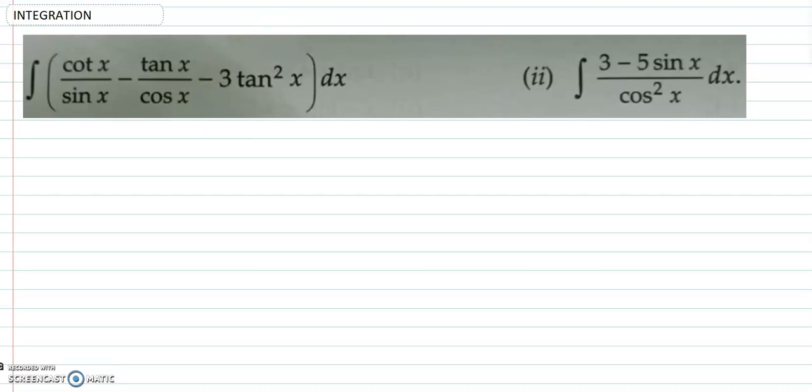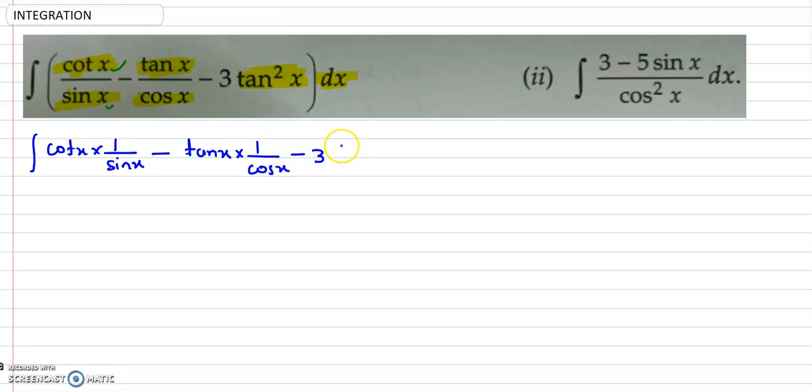Hello students. So our next question is you have to integrate cot x upon sin x minus tan x upon cos x minus 3 tan square x dx. What can be written as cot x upon sin x? It can be written as cot x as it is and 1 over sin x, minus similarly tan x as it is and 1 over cos x, minus 3 tan square x.